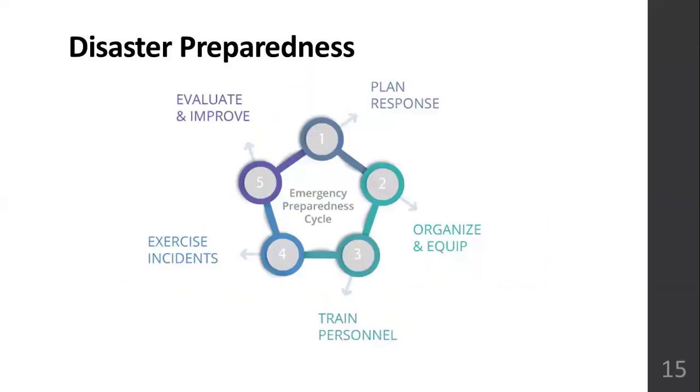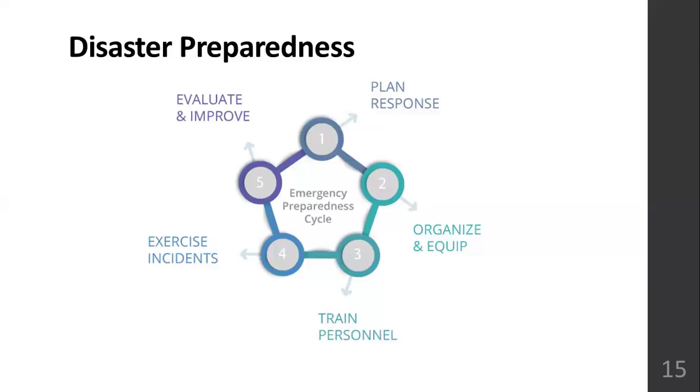Then you have disaster preparedness. A disaster plan. The first step is to plan a response for every kind of disaster that commonly takes place in the geographical location where the hospital is. Every geographical location is prone to different kinds of disasters. So you should plan a response first.